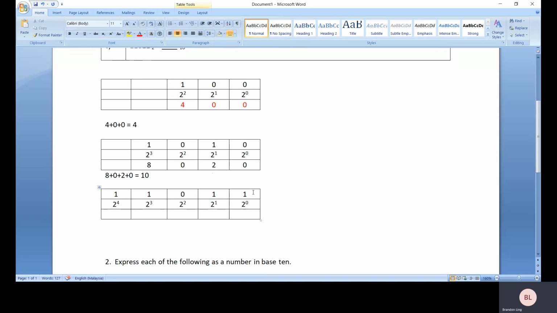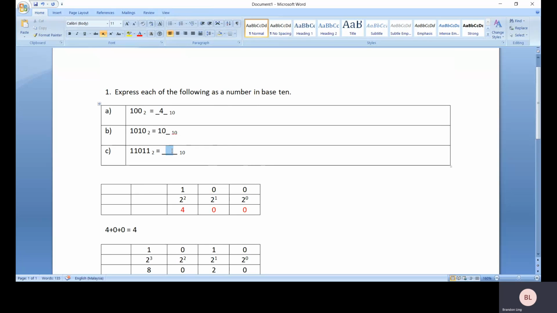So next, we multiply these two rows of numbers. 1 times 2 to the power of 0, you get 1. 2, 0, 8, and lastly 16. So next, we need to add all these numbers together. The final answer will be 27 base 10. So here, this is the number 27.